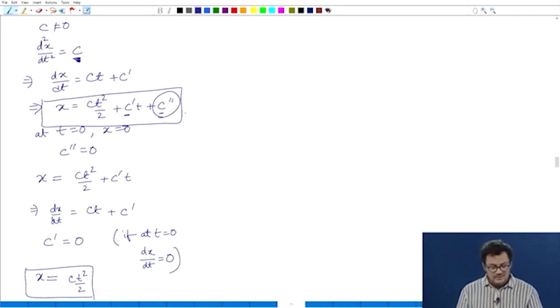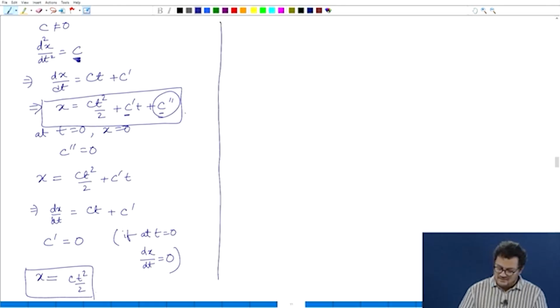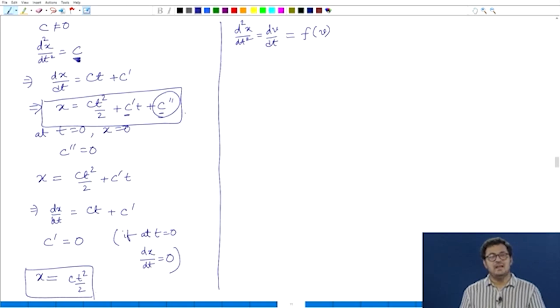Now, with all these things, the final thing which I will now try to address is the case where this force, d2x dt2 or dv dt, is a function of velocity. So, the force is now an explicit function of velocity. The simplest case is the force is proportional to the velocity itself. I mean, I would say the magnitude of the velocity itself. So, the speed. Okay.